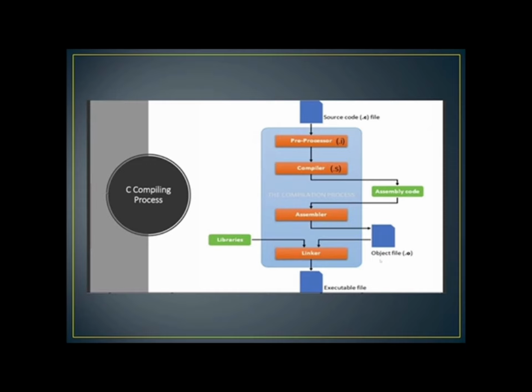Assembly. The assembler translates the assembly code into machine language instructions, resulting in an object file with a .o extension. Linking. The linker combines the object files generated by the compiler with any necessary system libraries and resolves symbols and references between different object files. It generates the final executable binary file, typically with no file extension on Linux.